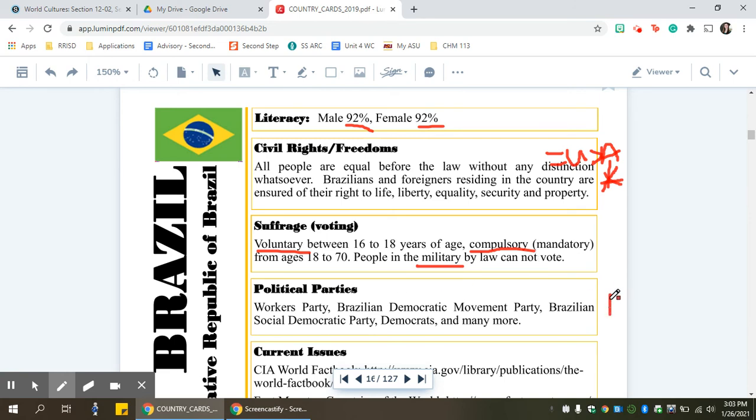We didn't actually list these out on our notes because there's a lot of them. They have a lot of political parties, which is common in limited governments because lots of people can run for government positions. So I see the Workers' Party, Brazilian Democratic Movement Party, Brazilian Social Democratic Party, Democrats, and many more. That concludes our Brazil country card. You should have slide 7 on the left side completed by now.